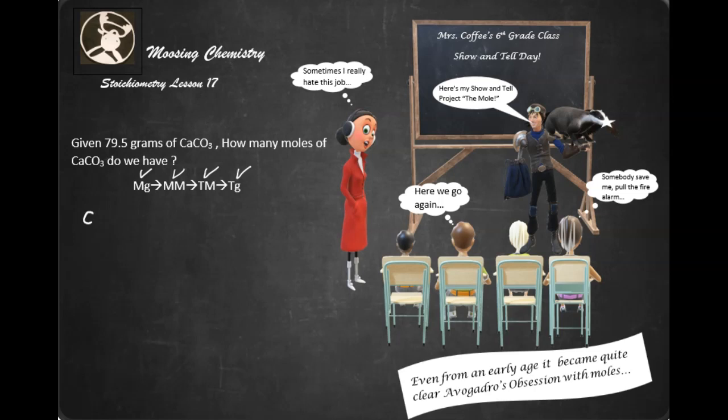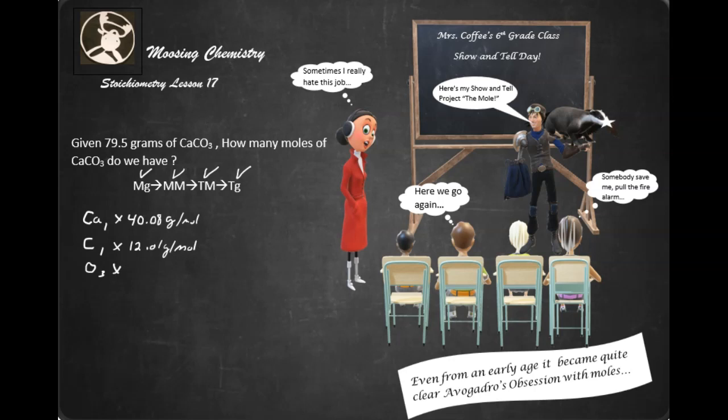So let's go and write this down. Ca, and we got one of those. Carbon, we have one of those. And oxygen, we have three of these. On the periodic table, calcium is 40.08 grams per mole. Carbon on the periodic table is 12.01 grams per mole. Pretty simple so far.